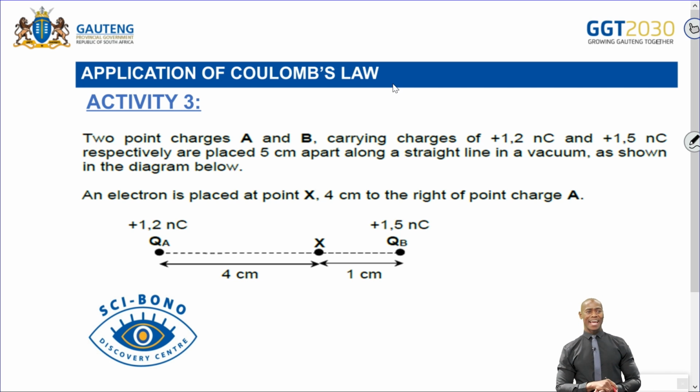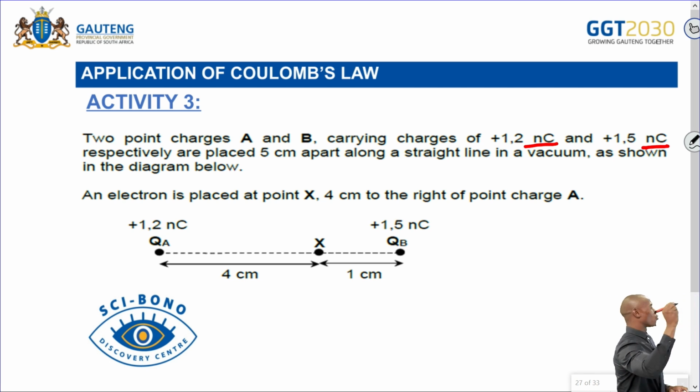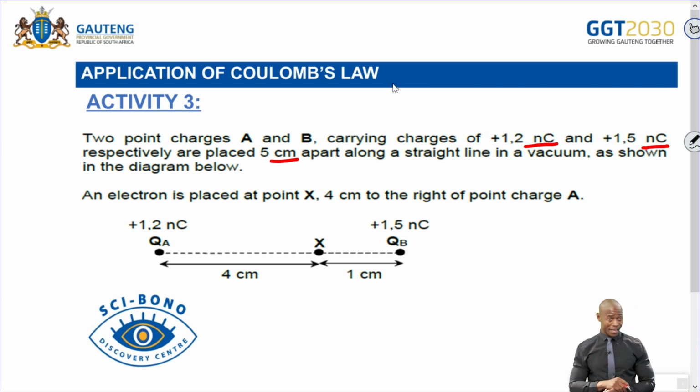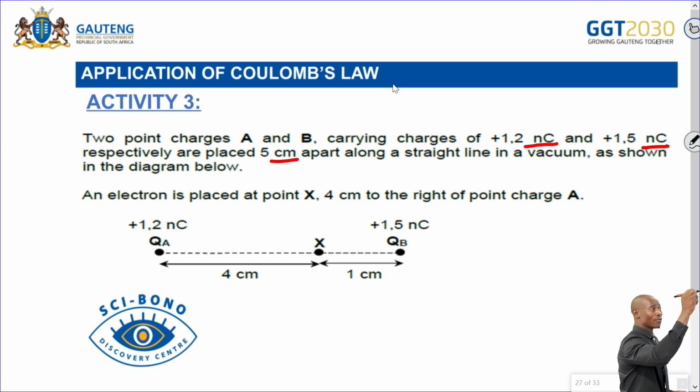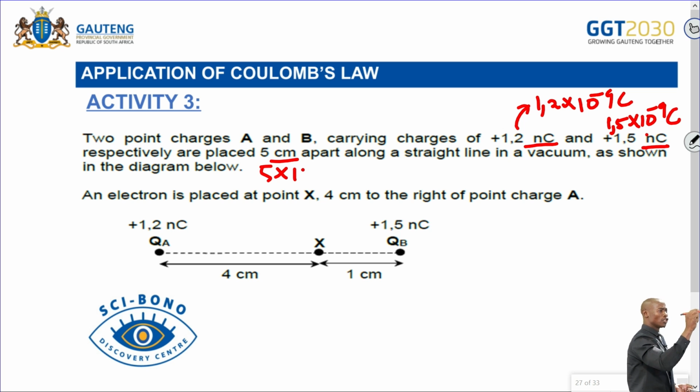Two point charges A and B carry charges of plus 1.2 nanocoulombs, and the separation is 5 centimeters. You cannot neglect that the units are nanocoulombs, so there is a lot of conversion to do. If it's nano, this will be 1.2 times 10 to the power negative 9, and the other charge is 1.5 times 10 to the power negative 9 coulombs. The distance is in centimeters, so it's 5 times 10 to the power negative 2 meters. I cannot neglect that.